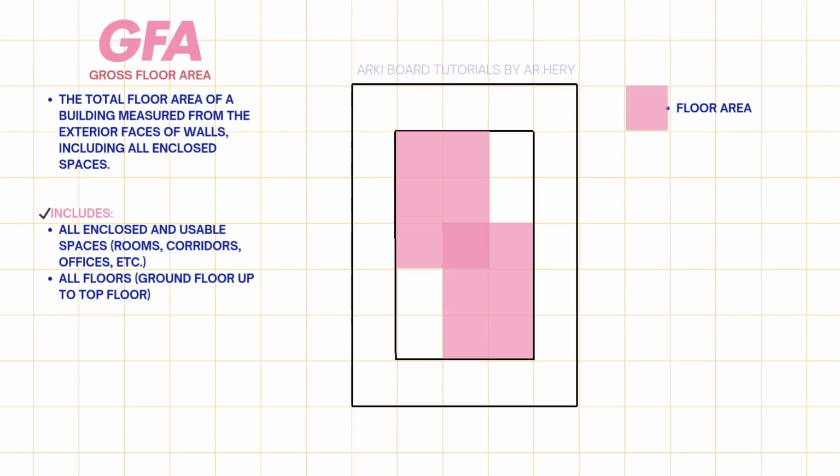GFA refers to the total floor area of a building measured from the exterior walls, including all enclosed usable spaces across all levels. In simple terms, it is the sum of all floor spaces inside the building, from the ground floor up to the top floor.